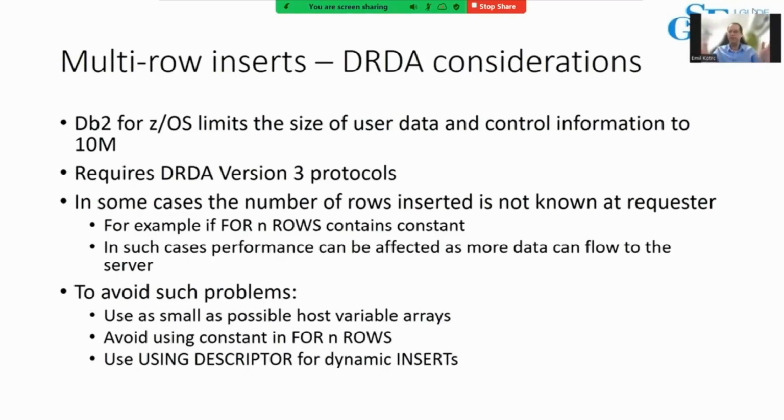So it means that you should use as small a host variable array as possible. Really fit them to the number of rows you are inserting, and avoid using constants in FOR N ROWS, or you can use descriptors because they are dynamic. Then the requester would know.